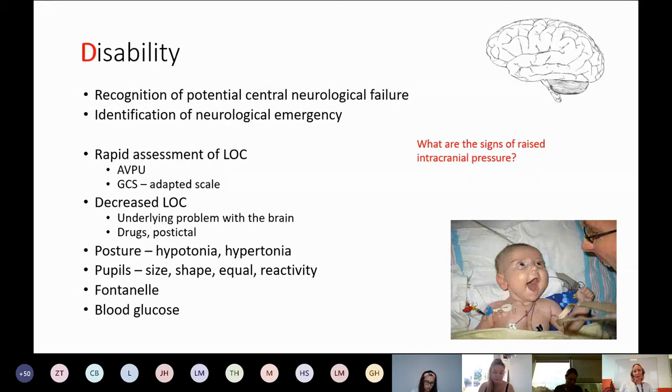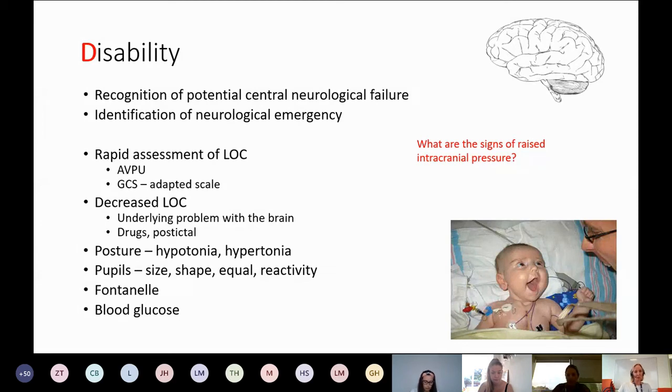So posture. Has the child got normal posture, or are they very floppy? Is their tone very abnormal, or are they hypertonic? We see children with CNS disturbances that have decorticate and decerebrate posturing. Decorticate is when they've got high tone and their arms brought up towards their chest, or decerebrate when they've got extensor posturing. It's very abnormal posturing, and that suggests something very critical is going on in the brain.